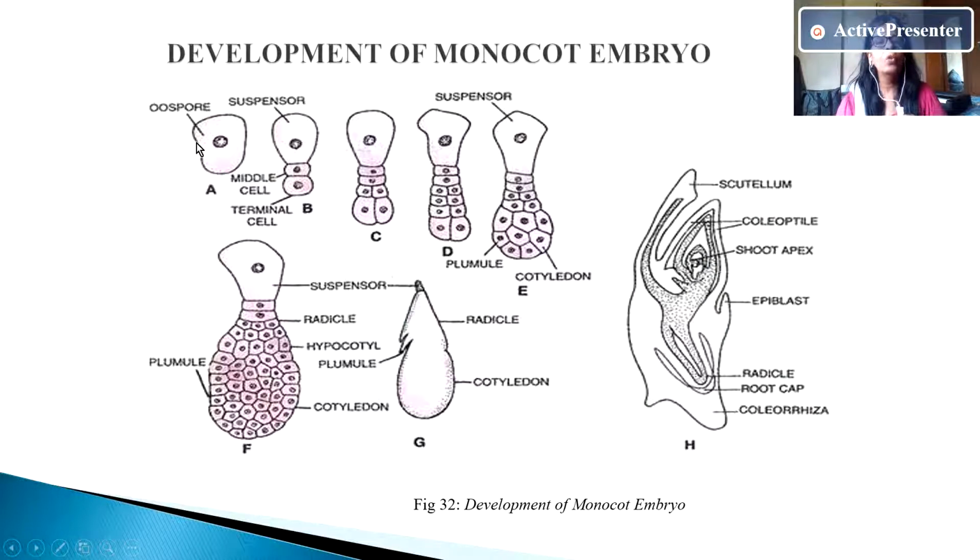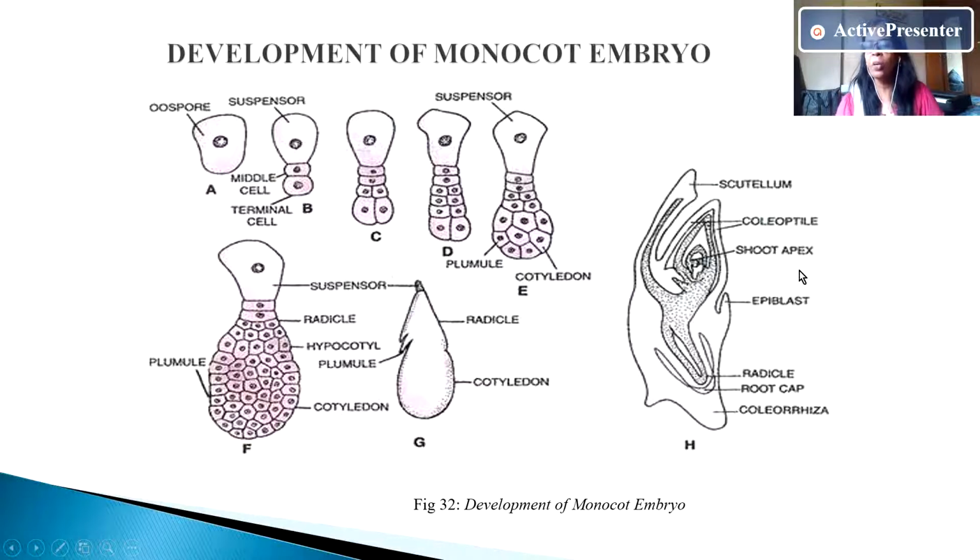So here the oospore, that is the zygote, suspensor formation, and here continuous mitotic division, and here instead of the horseshoe shape, this shape will form and only one cotyledon will be present here. The radicle develops into the root system and the plumule develops into the shoot system. And here the complete embryo you can see. These are the cotyledons, this is the shoot apex. The shoot apex, that is the plumule, is covered by the coleoptile, the protective layer. And here is the root cap, that is, the root apex is protected by the coleorhiza.